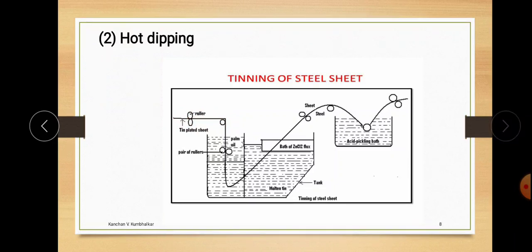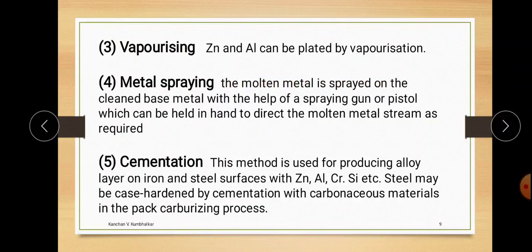Now the next point is vaporization. Some metals can also be deposited as a surface layer by allowing their vapors to strike the metallic surface, with which they undergo alloying. For example, zinc and aluminium can be plated by vaporization. The deposition of zinc by vaporization is known as sherardizing.